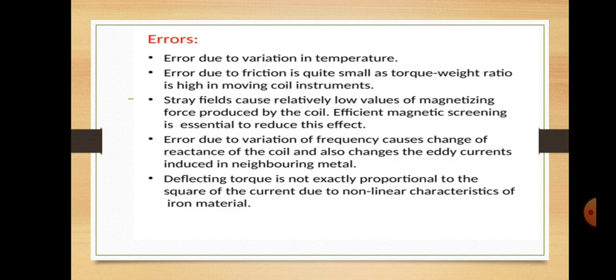And the last one is that the deflecting torque is not exactly proportional to the square of the current due to non-linear characteristics of iron material. All these are the errors which occur in moving iron instruments.